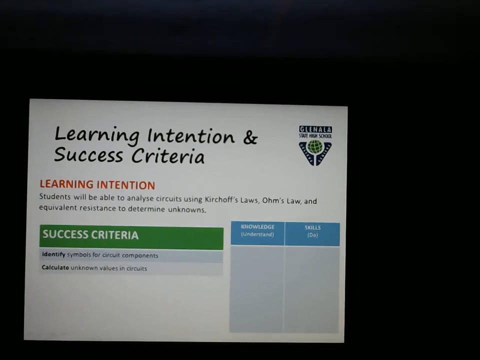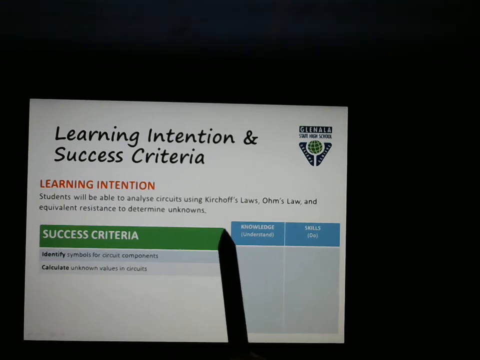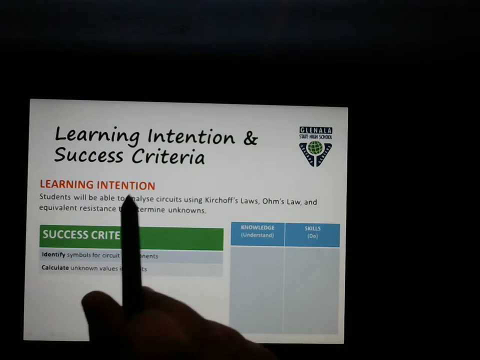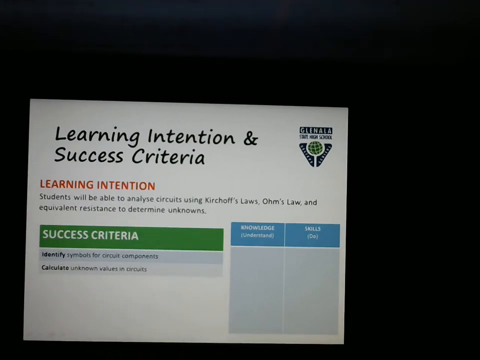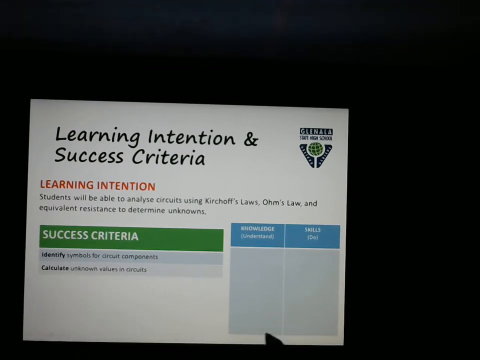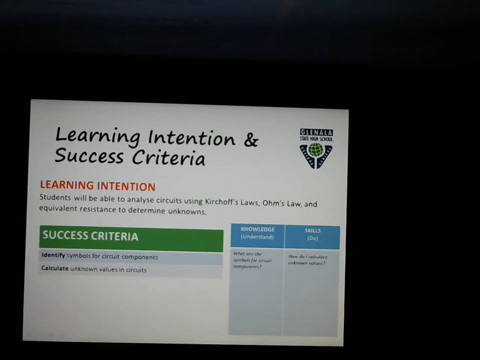Okay, so we can see here we need to know a couple of laws: Kirchhoff's laws, Ohm's laws, and equivalent resistance. We need to analyse some circuits and determine some unknowns. There's a fairly standard calculate verb here, but there is a new knowledge verb here, identify symbols for circuit components. So first thing, we need to know what those symbols are. And the second thing is, how do we calculate these values using all these bits of information here?